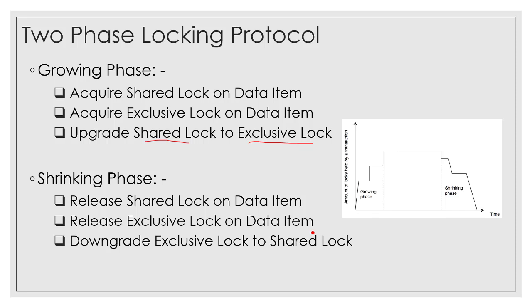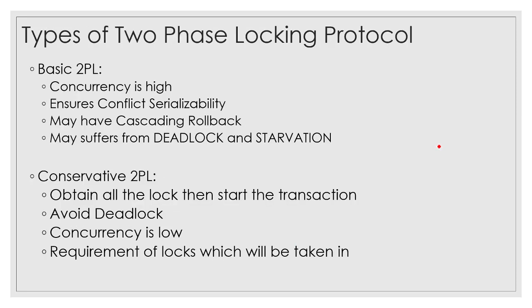This is the same diagram we used in the previous slide. Now there are several types of two-phase locking protocol. The first is basic 2PL, the basic two-phase locking protocol, which ensures a high level of concurrency. It also ensures conflict serializability of the schedules, but it can have cascading rollback, and it may suffer from deadlock and starvation. We are going to explain all these points in detail.